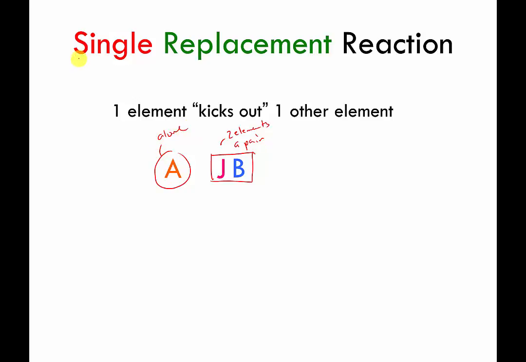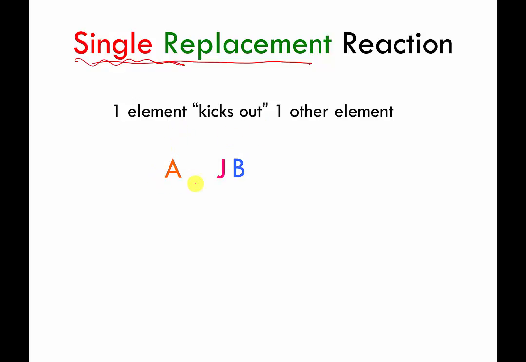And what happens is your single thing, the one that's alone, replaces one part of the pair and makes one part of the pair alone by itself. So watch this amazingly awesome animation. Here we go. A comes along, kicks out J. This now is single. And this one that used to be single replaced it. So now this is the pair. And so this is called a single replacement reaction. One single thing is replacing something else that ends up being single.